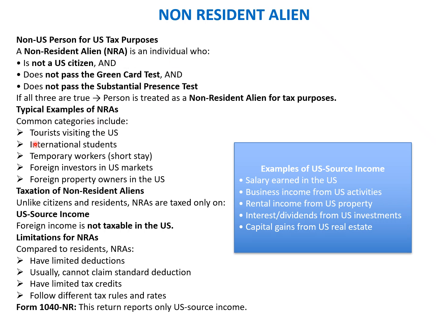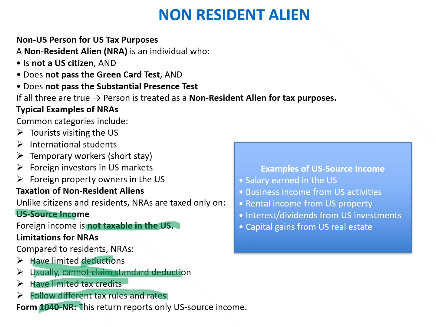A typical example of NRA is tourists visiting the US, international students, temporary workers, short stay visitors, foreign investors in the US markets, and foreign property owners in the US. Taxation for non-resident aliens is unlike citizens and residents. NRAs are taxed only on income sourced from the US. Foreign income is not taxable in the US. NRAs have limited deductions compared to residents. They usually cannot claim the standard deduction, have limited tax credits, and follow different tax rules and rates. Their form is 1040-NR.